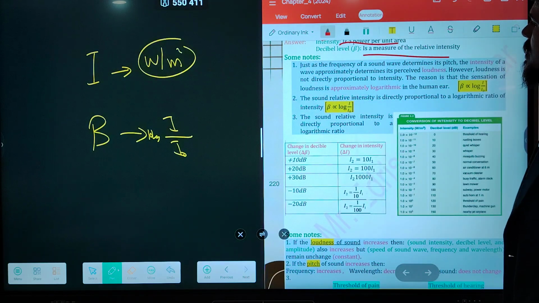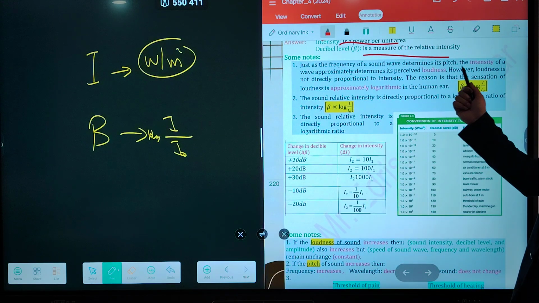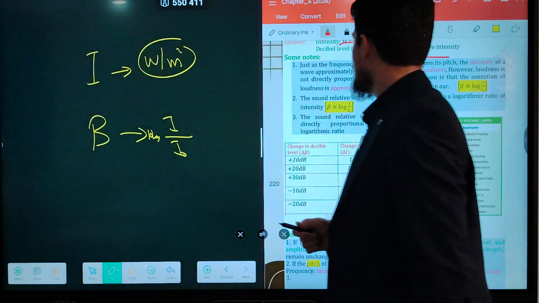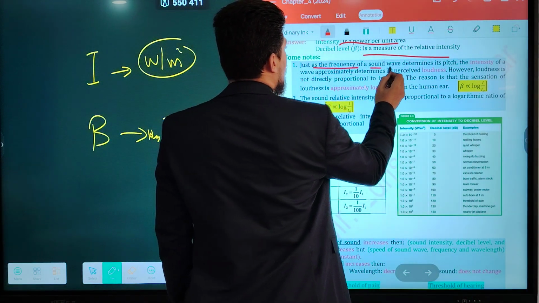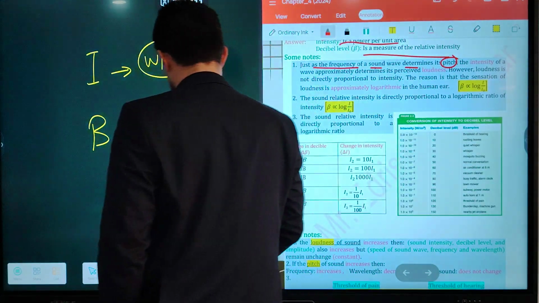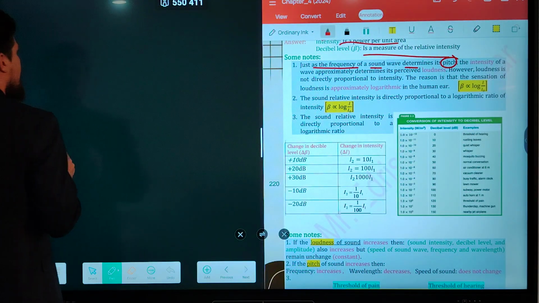Just as we have some notes, just as the frequency of the sound wave determines its pitch, the intensity of the wave approximately determines loudness. Guys, as we studied, frequency of the sound determines what? Pitch. Look, this is very important.